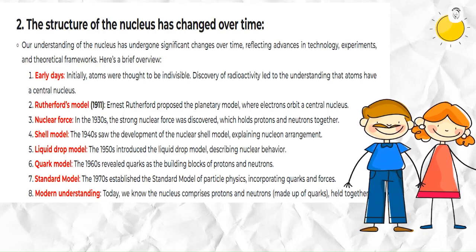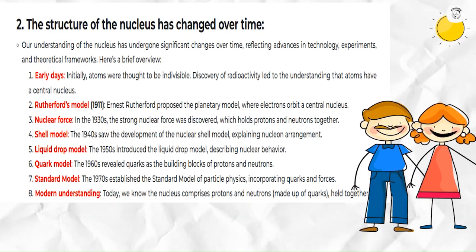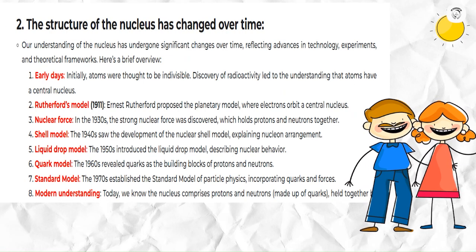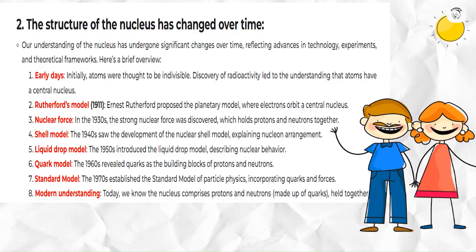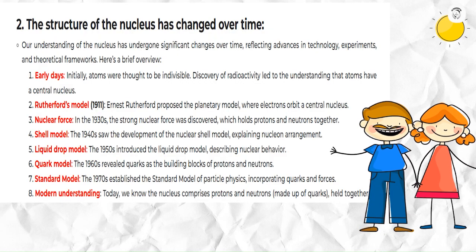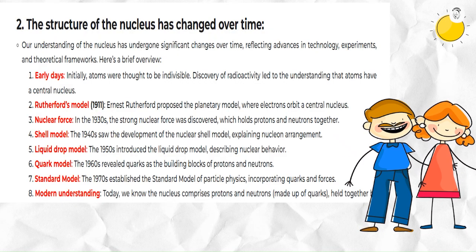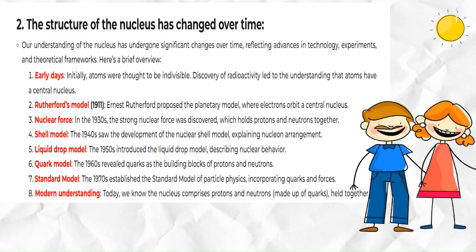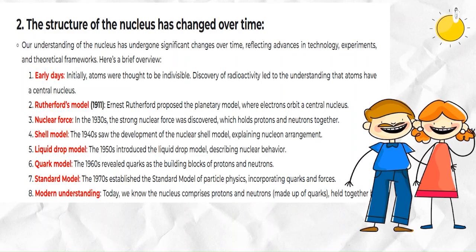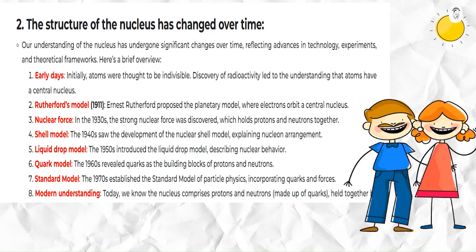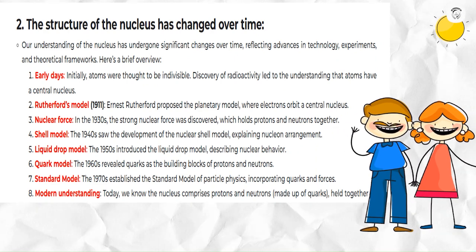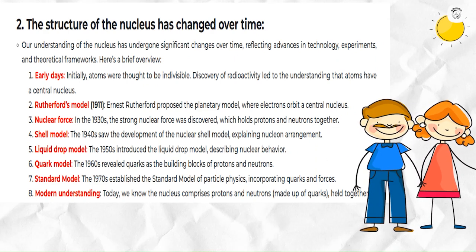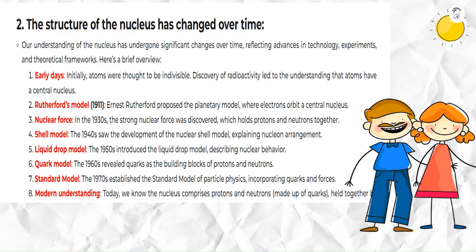Then came a scientist whose name was Rutherford, and he proposed a planetary model in which, just like planets, electrons were orbiting around a nucleus. Then came the nuclear force in the 1930s. That was the time when the strong nuclear force was discovered. Remember that the strong nuclear force is the force which holds protons and neutrons together.